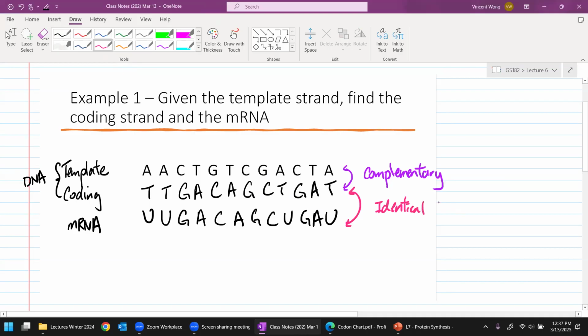Identical, but what? They are identical in every single way, but that's right. T becomes U.